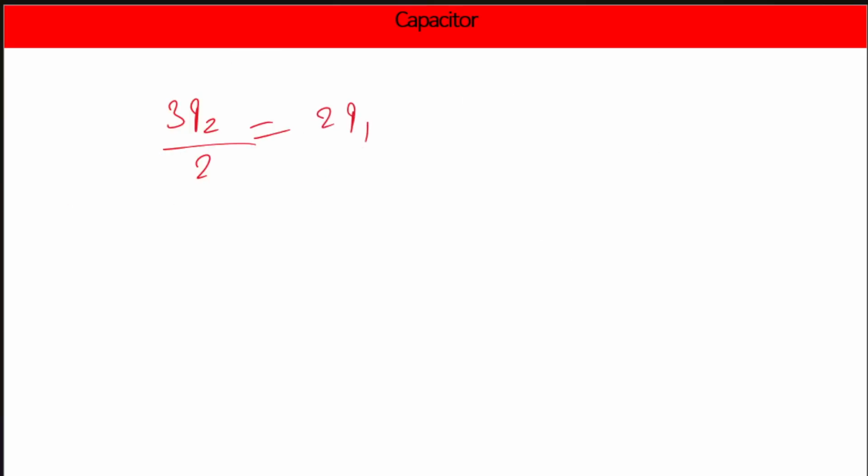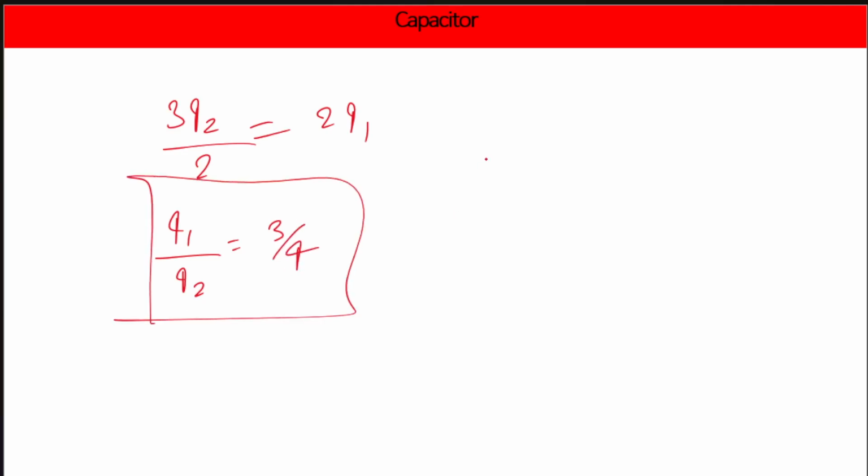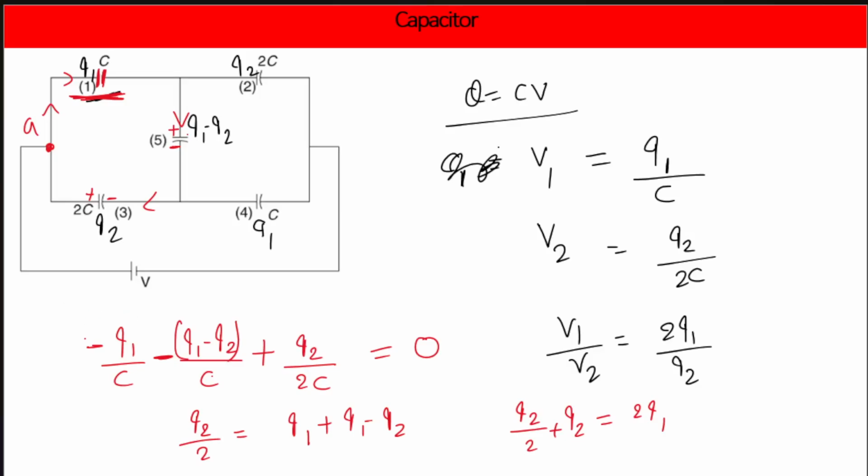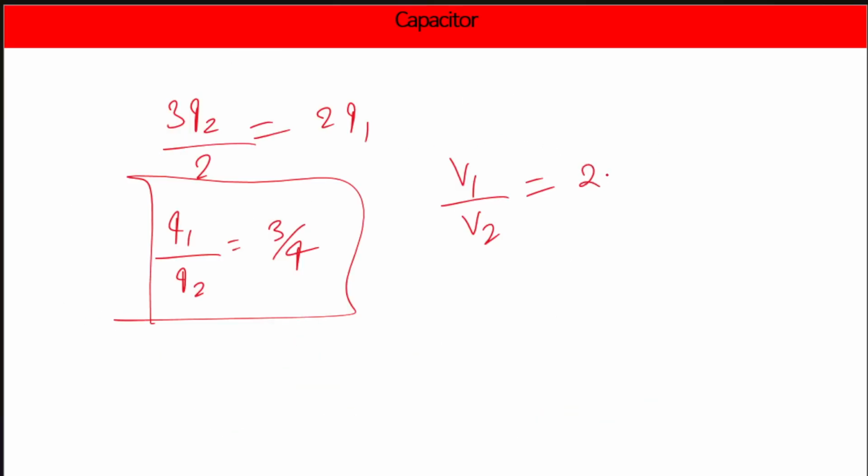So Q2 by Q1, we need to calculate that. No, Q1 by Q2. So Q1 by Q2 is equal to how much? 3 by 4. It is this. So the potential ratio V1 by V2 is going to be how much? 2 into Q1 by Q2. So 2 into 3 by 4. So that is going to give you 3 by 2. Okay. So this is going to be your answer.